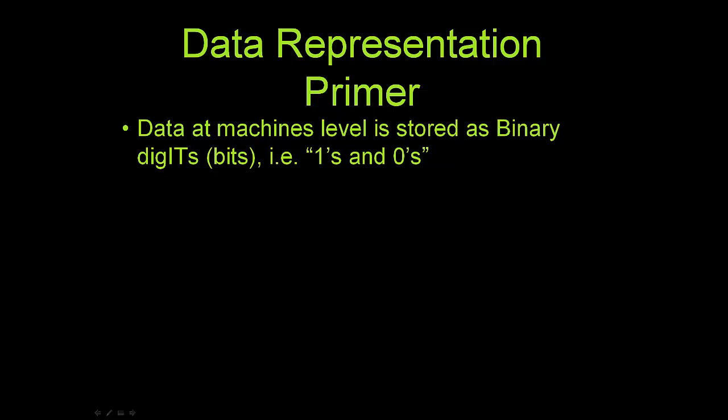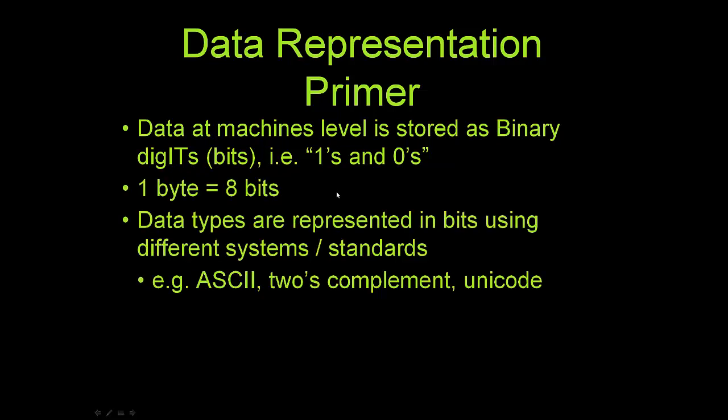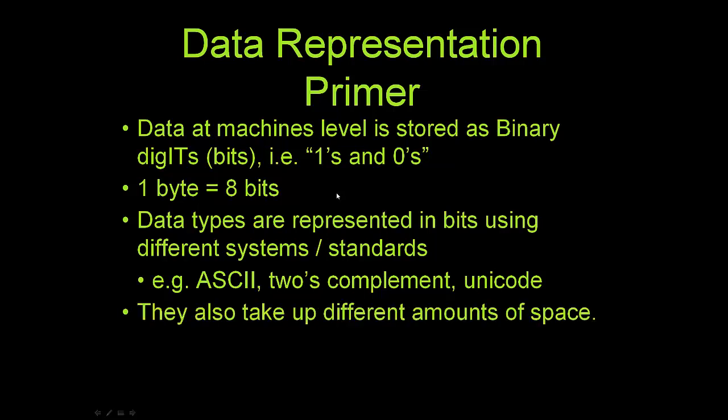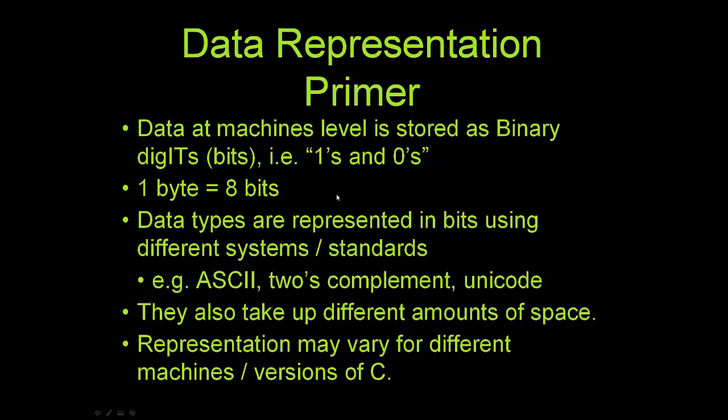Data in the machine is stored as binary digits, or bits, right? So bits, ones and zeros. And 1 byte is 8 bits. Data types are represented in bits using different systems and standards, like ASCII and so forth. They also take up different amounts of space, and representations may vary depending on the version of C and on the machine. That's why C is a little bit complicated.